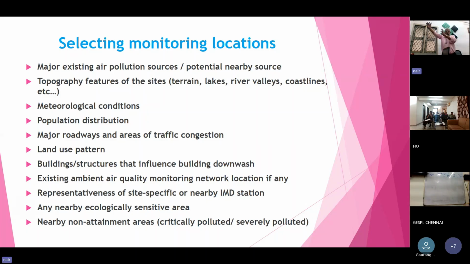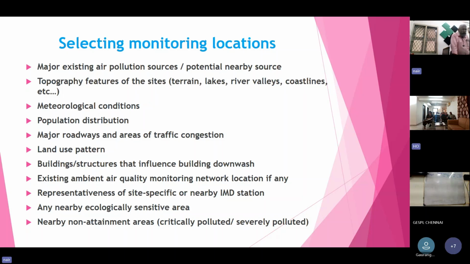Suppose there is a hilly area on one side and on the other side there is no hilly area. Then what will happen? From this industry, if they are having this stack, there are majority of chances to have heat islands produced in the hilly region, not in the valley area. So considering this, you have to take the monitoring stations. So terrain, then lakes, river valleys, coastline, etc. These things you have to take care of.